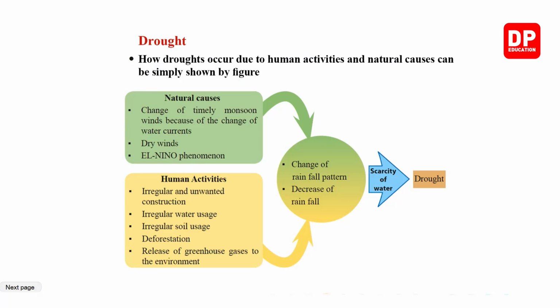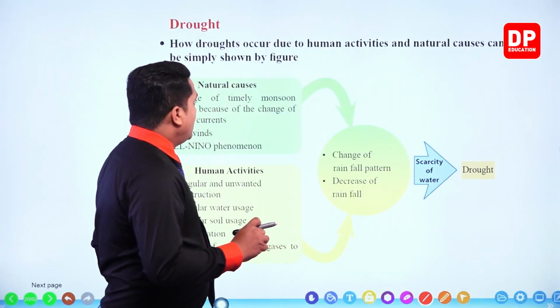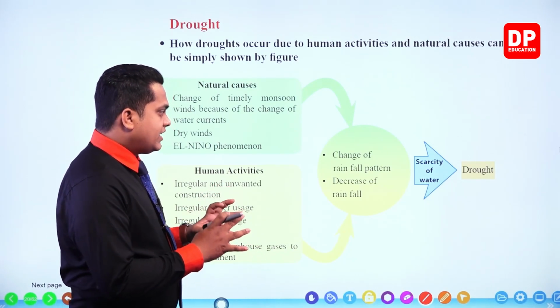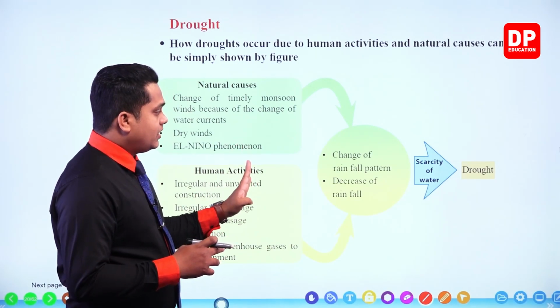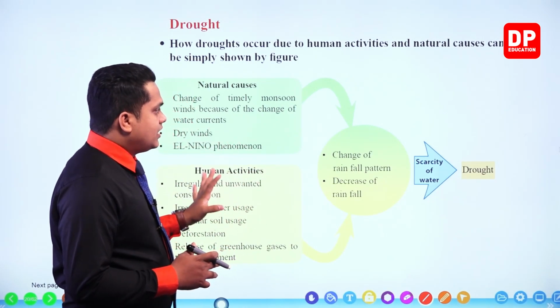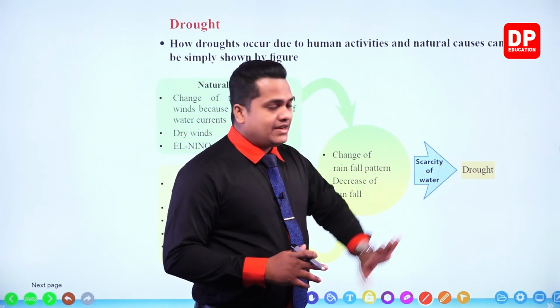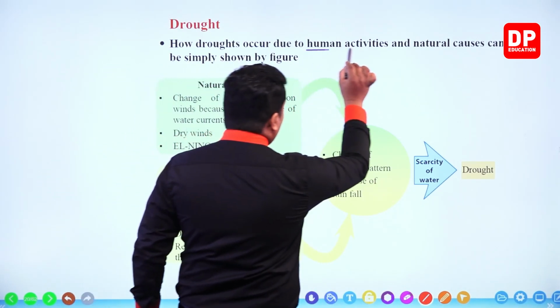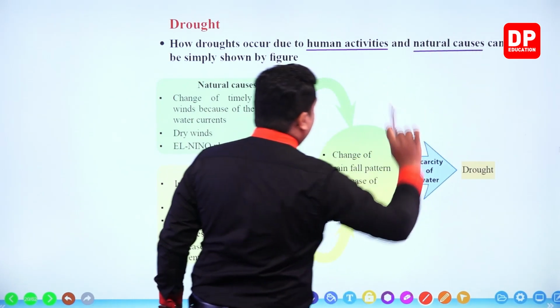Right then. So how do droughts occur due to human activities and natural activities? The causes can be simply shown by the figure. We discussed several natural activities and several human activities in creating a drought. By referring to this figure, you can get a certain idea about creating drought. Here, collectively, they have mentioned human activities and natural causes in creating a drought.